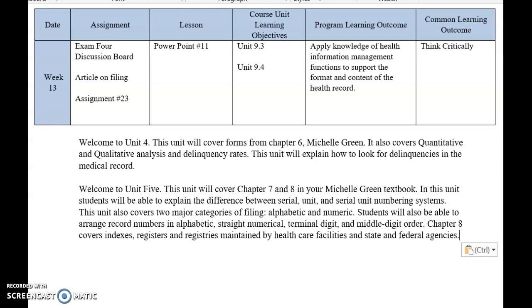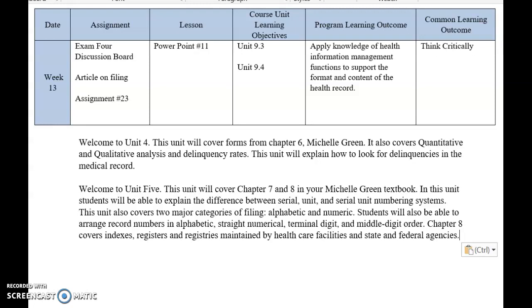Welcome to week 13. This week you're going to start off with an exam. It will be exam 4. With this exam, it's going to be over forms and it's going to be over quantitative and qualitative analysis and delinquency. I do have a review sheet, so make sure you review that sheet. And one other thing, when you take this exam, you will be utilizing a chart from EHR Go.